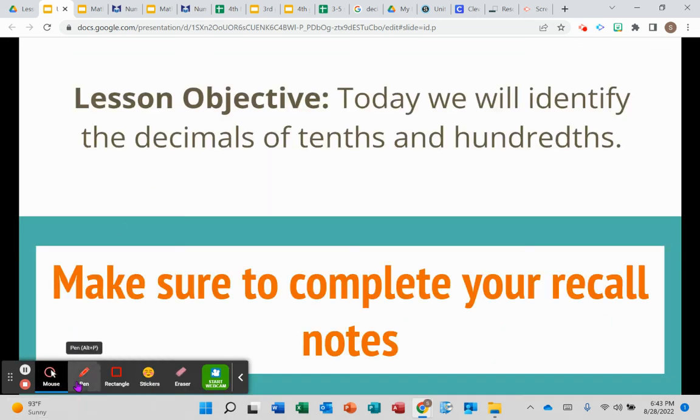All right, let's wrap up our lesson and see what our lesson objective was for today. Our lesson objective for today was, I should say, identified. Sorry, today we identified the decimals of tenths and hundredths.